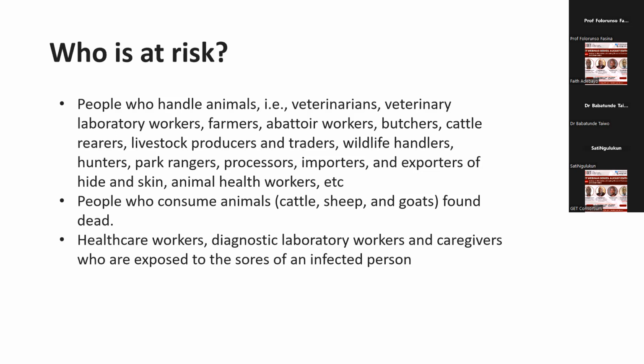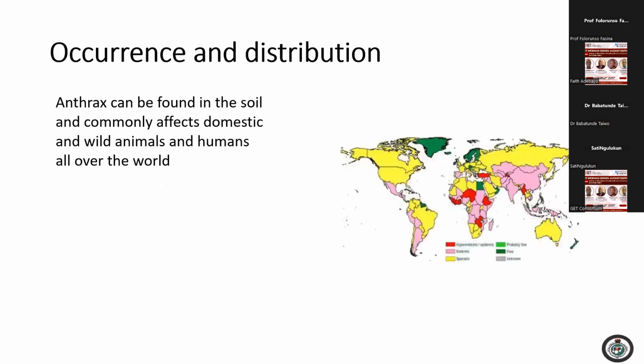Dr. Fashina mentioned that in the Maasai area in Kenya, when an animal dies, even in Nigeria, when an animal dies, people will rush there and then begin to open the animal and then share the meat. So most times this is usually the route of infection in humans. Also healthcare workers, diagnostic laboratory workers, caregivers that are exposed to those that are infected are also at risk.